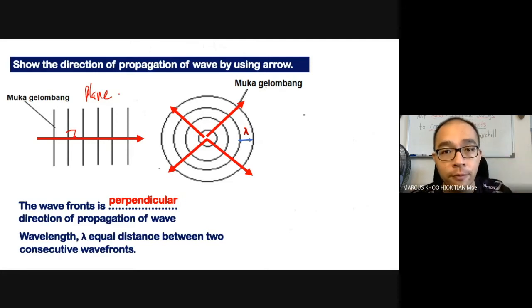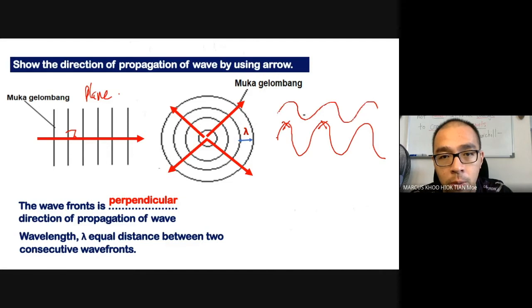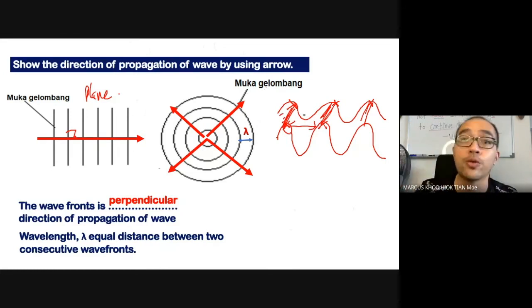If we look at it from the original displacement-distance graph, like this one, this is the two crests. Now, if I draw it in three dimensions, this is the wavefront, joining the two crests. So the wavelength is equal to the distance between the two wavefronts. We know them as the distance between two crests or the distance between two troughs.